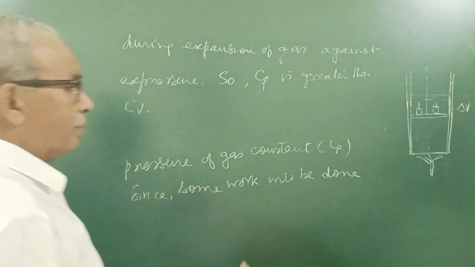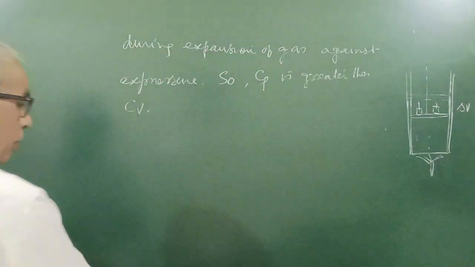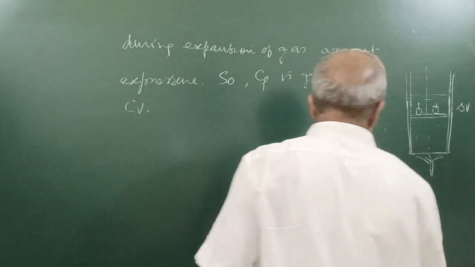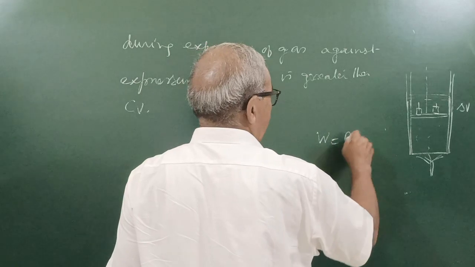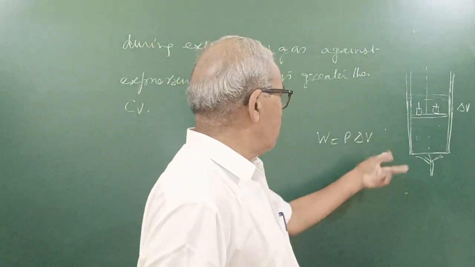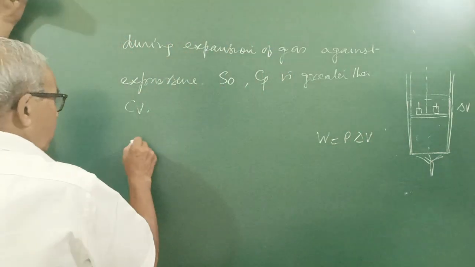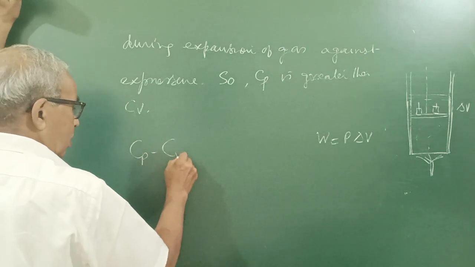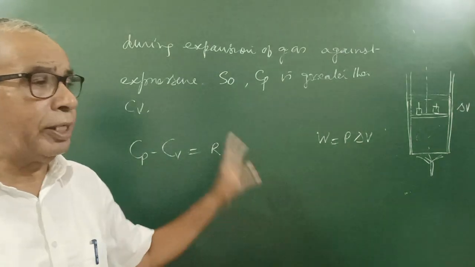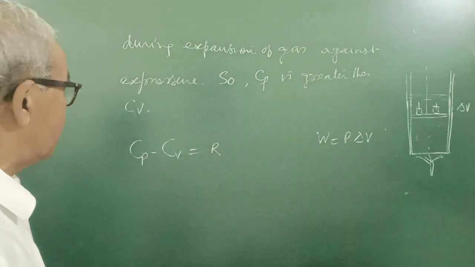You might think why the work is done actually. In one topic I told you, if volume increases by delta V, then W is equal to P delta V. At constant volume, the increase in volume is 0, so no work is done. So Cp is greater than Cv, and we will prove Cp minus Cv equals R. This difference is the same constant for every gas, whether it is monatomic, diatomic or triatomic.